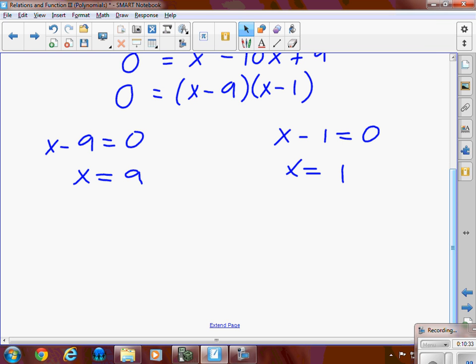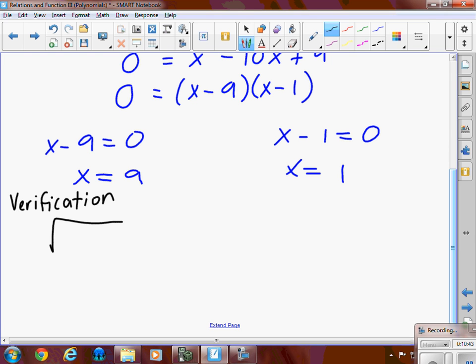But we now have to go and verify that both of these solutions actually work. So my verification, the original guy was 2x plus 7 minus x equals negative 4. We want to see if a 9 works in here. So 2 times 9 equals negative 4. Okay.